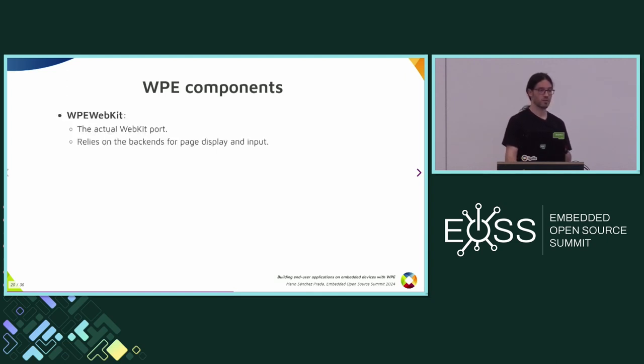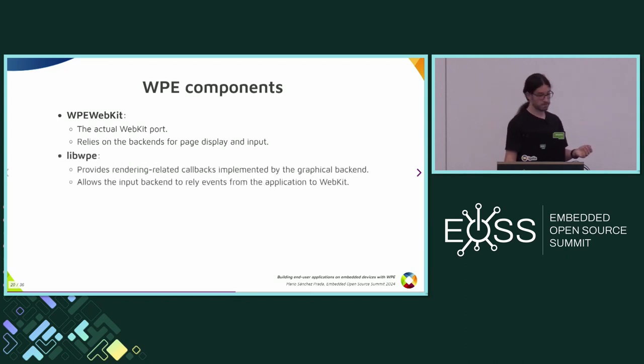So the first one is what we call WPE WebKit. This is the actual WebKit port. Technically speaking, this is the WPE WebKit port, and the code is in the upstream WebKit repository. It relies on the backends for page display and input. How you get the display rendered on the screen and how you deal with the input, you need to abstract something like that.